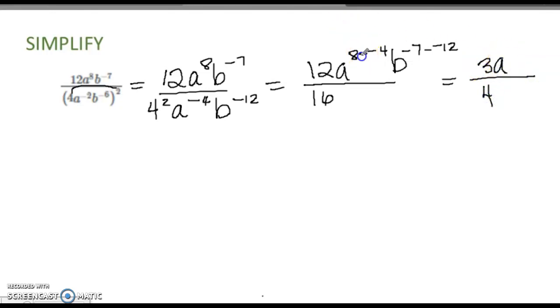This will be a to the minus a negative means plus a positive, so that'll be a 12, plus a positive here, and this will be b to the 5th.